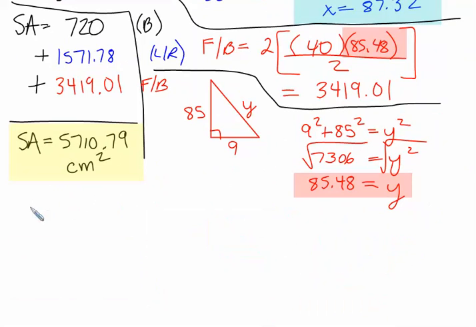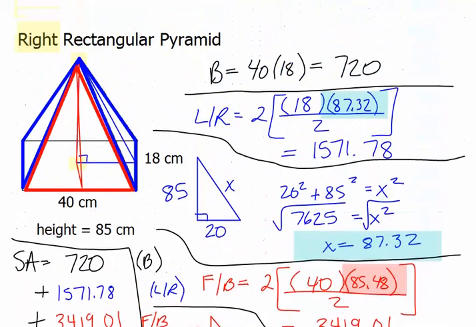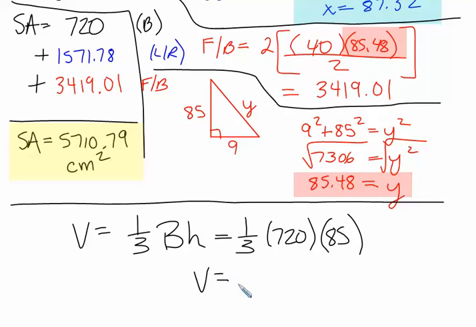One last item, the volume. Volume of a pyramid is simple. It's 1/3 the area of the base times the height. Well, in this problem, we found out that the base had an area of 720, so we'll plug that in. And if we recall, the height of our pyramid was 85. So compared to surface area, volume's a breeze. 1/3 times 720 times 85. I'm getting 20,400. Please put the correct label. That will be centimeters cubed.